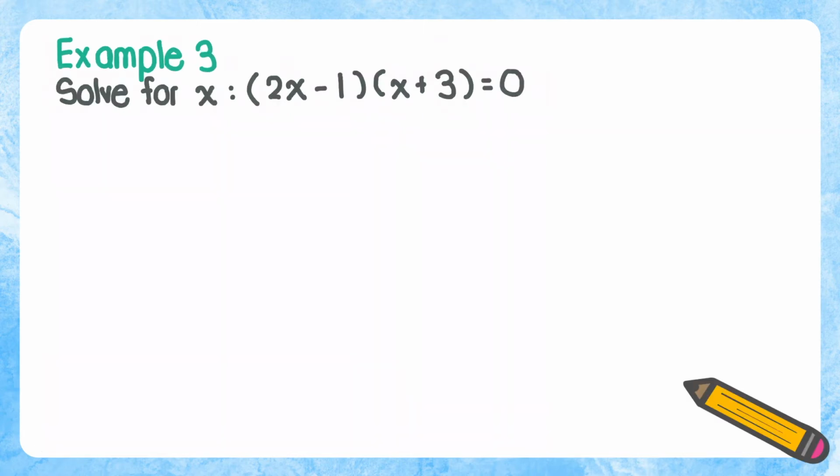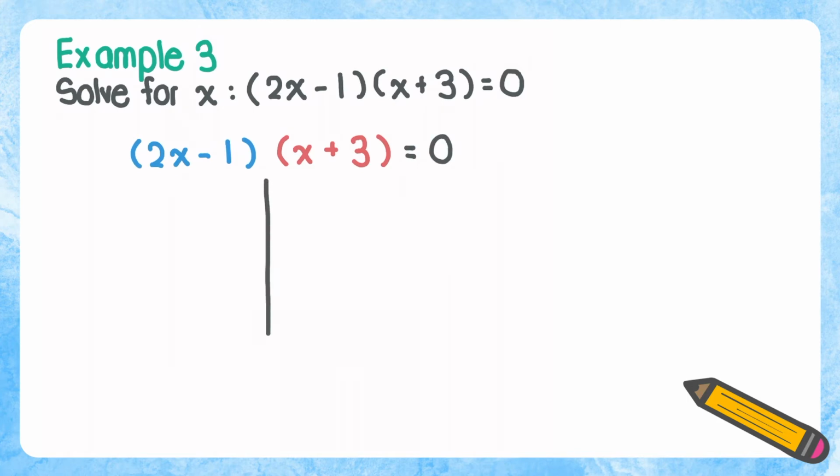Alright, so another example, let's solve for x using the zero product property. Notice here it's 2x minus 1 times x plus 3 equals 0. So I'm going to set 2x minus 1 equal to 0 and also x plus 3 equal to 0. And now I'm going to solve for x for both options.